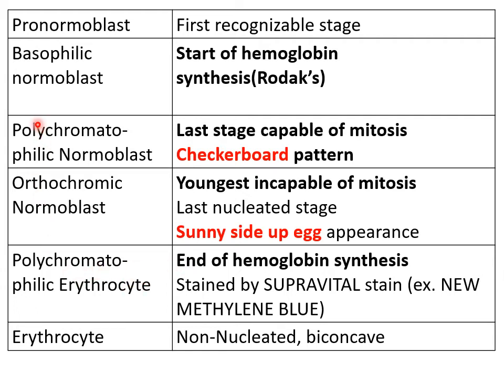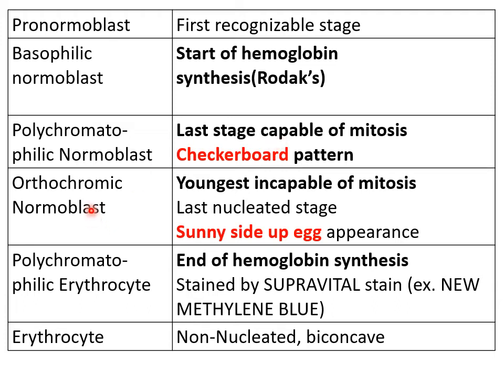Okay? Balik tayo dito. Polychromatophilic normoblast is the last stage capable of mitosis. Ano ba yung mitosis? Cell division. Ito, kaya pa niya mag-cell divide. And this stage, ma-appreciate mo si checkerboard pattern. Lumilitaw yan sa boards. Okay? Ito yung cell na may, mamaya papakita ko yung checkerboard appearance nito.